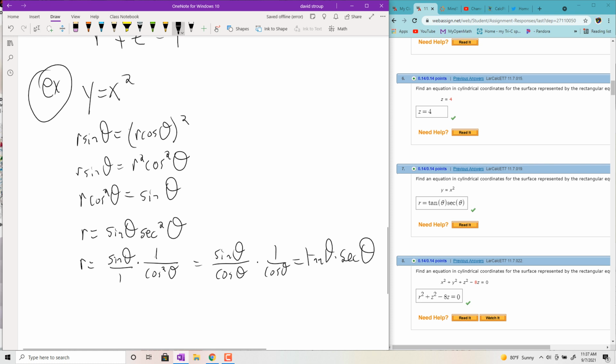And again, like I was saying, you think maybe in this step, when you divided by r, you lost r equals 0, but that's not true, because if you let theta equal 0, then you have r equals tan of 0, which is 0, times secant of 0, which is 1. But 1 times 0, of course, is 0. So you still get r equals 0 in your solution.